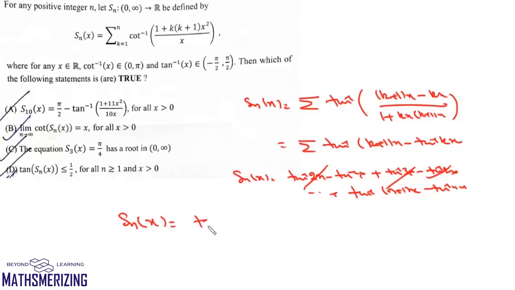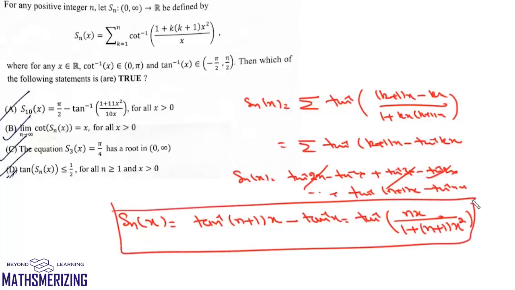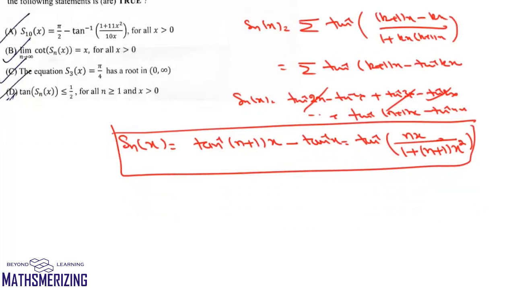So we'll get this S n x as tan inverse (n plus 1)x minus tan inverse of x, which is tan inverse of a minus b. So it will be nx upon 1 plus a into b, so it will be n x upon 1 plus (n plus 1) into x square, and that's your function S n x.